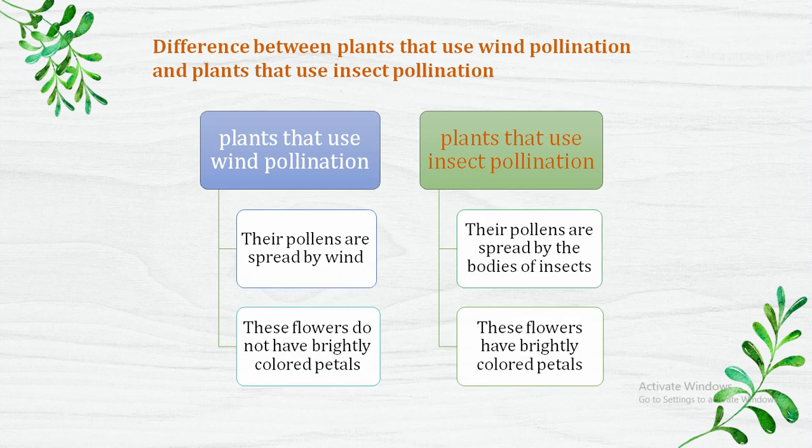Now, there are two types of plants, one that uses wind pollination and the other that uses insect pollination. The basic difference between them: in plants that use wind pollination, the pollen is spread by wind, and these flowers do not have brightly colored petals, so they cannot attract insects. That is why they have to use the wind as the source of pollination. Next, in plants that use insect pollination, the pollen is spread by the bodies of insects, and these flowers have brightly colored petals. That is why they can attract insects towards them.